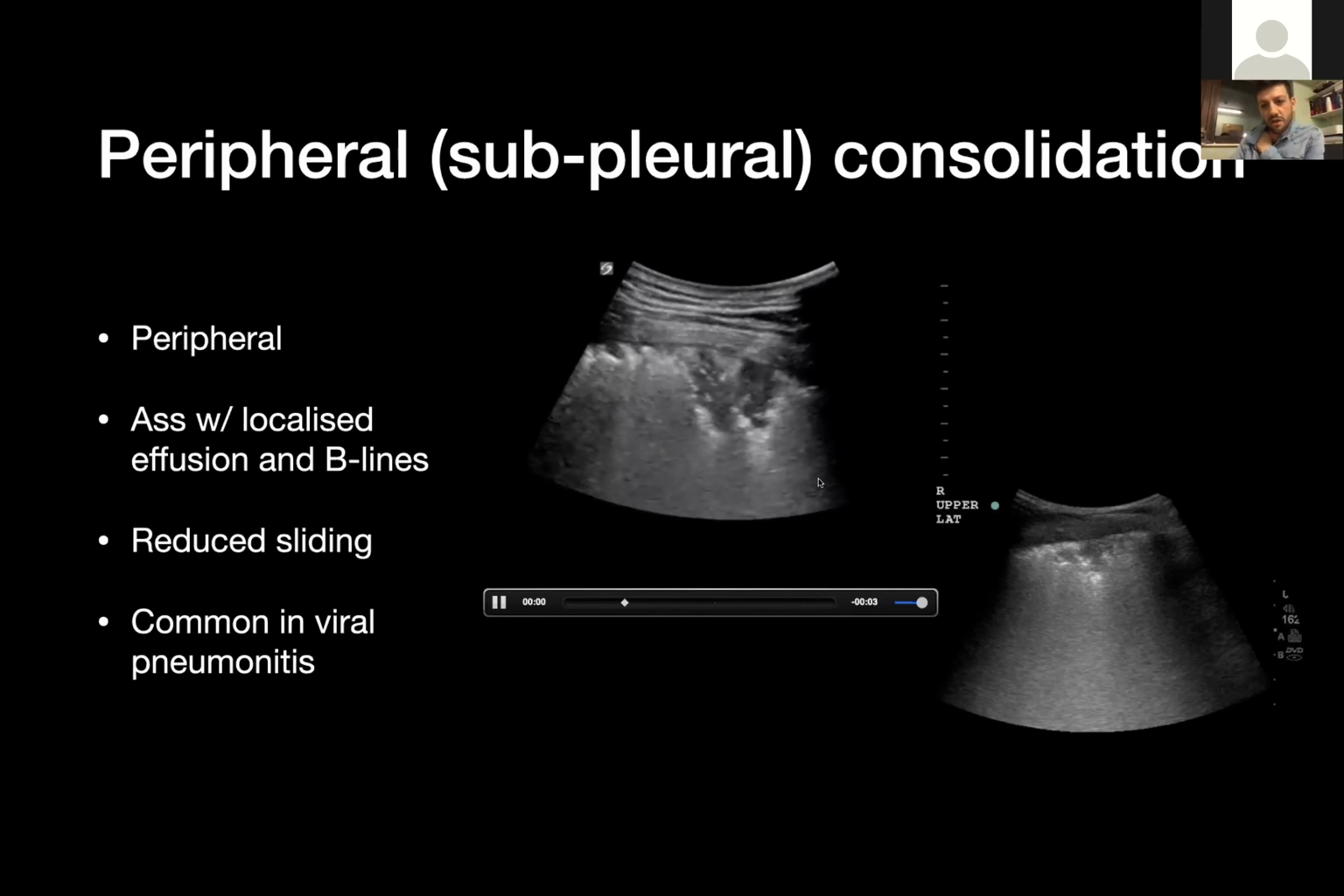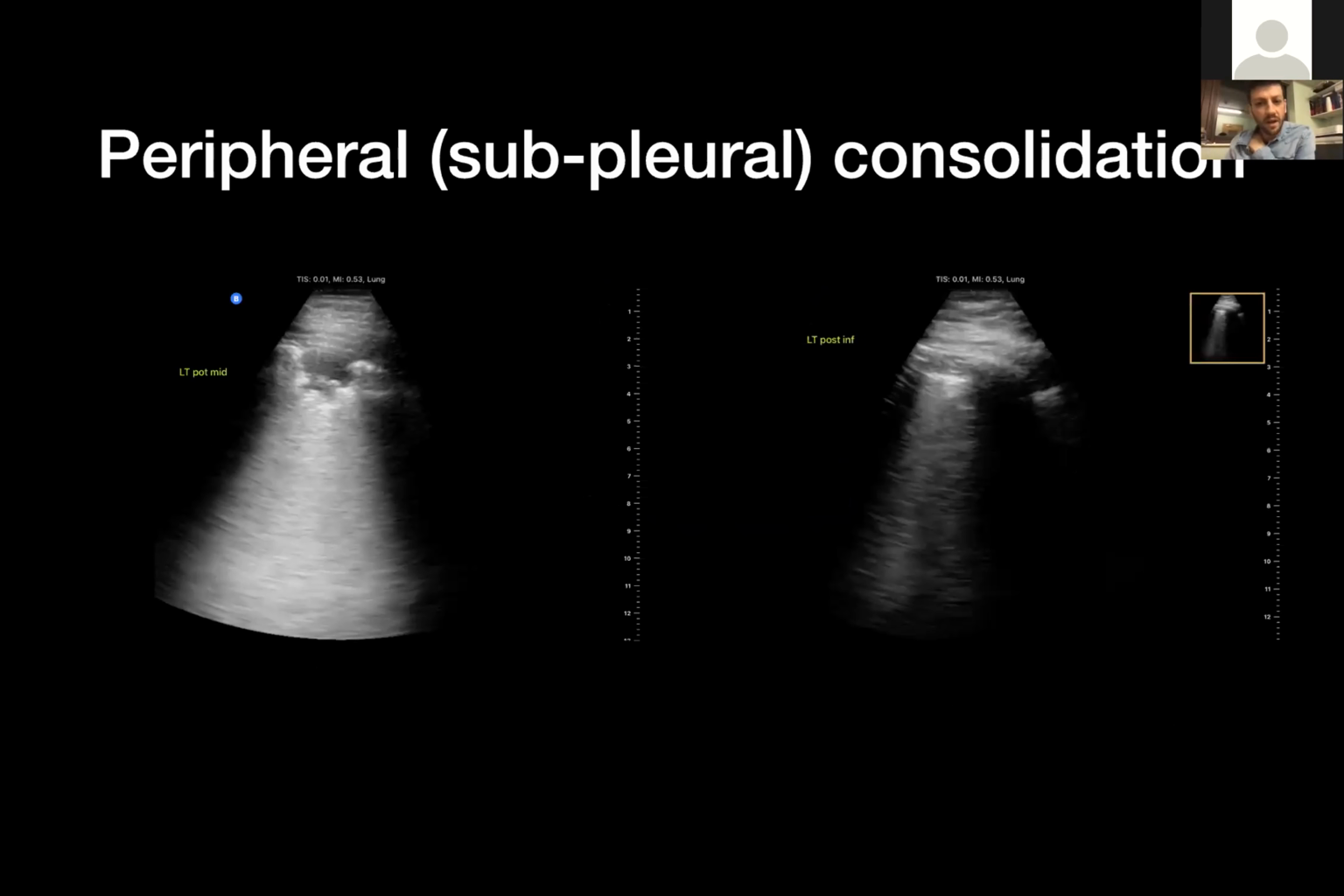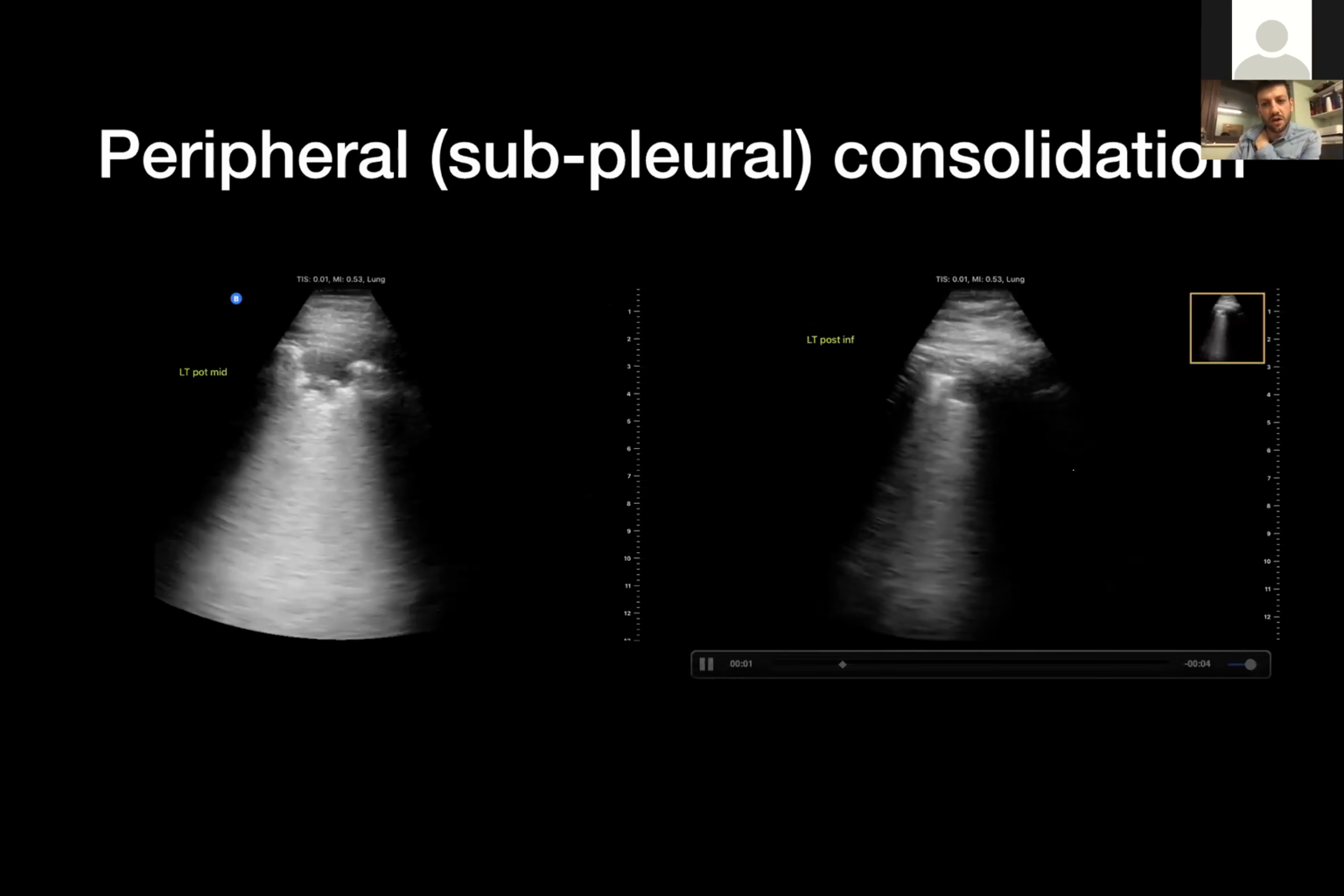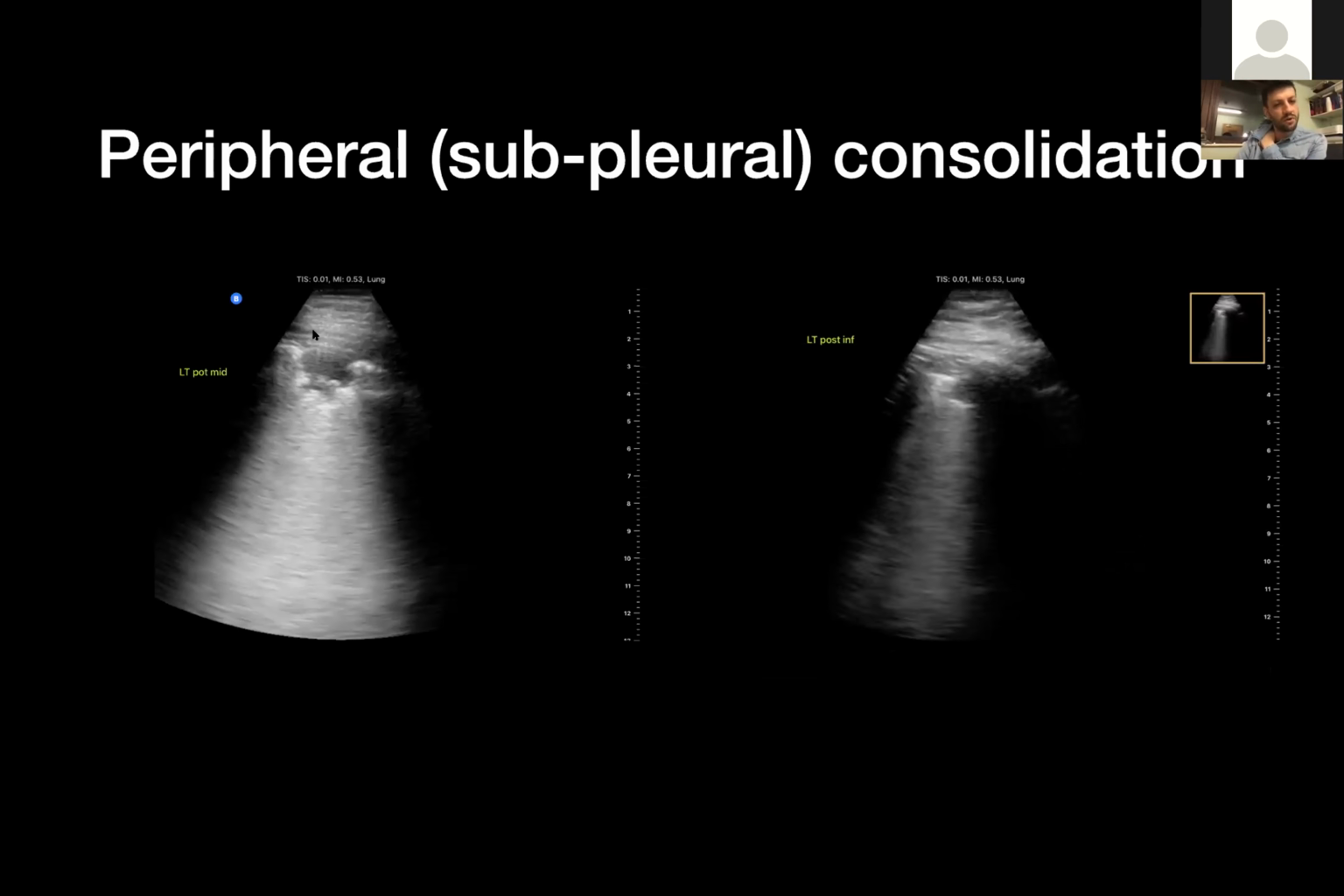This is the kind of thing you would have seen in flu a year ago, well, 2 years ago. Here's another couple of good examples. So here you can see a little area of peripheral consolidation sneaking out behind that rib there. And here's another slightly larger peripheral consolidation.